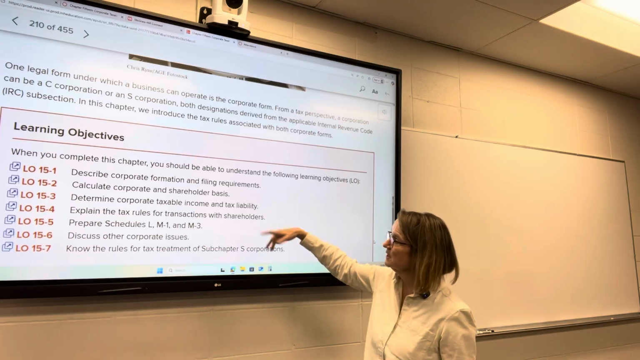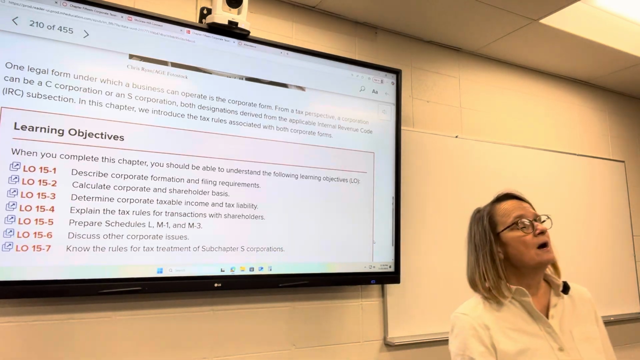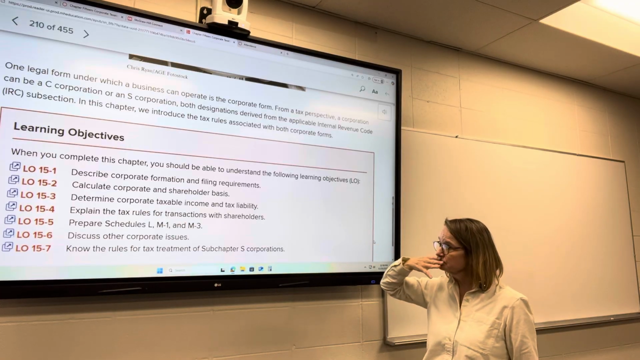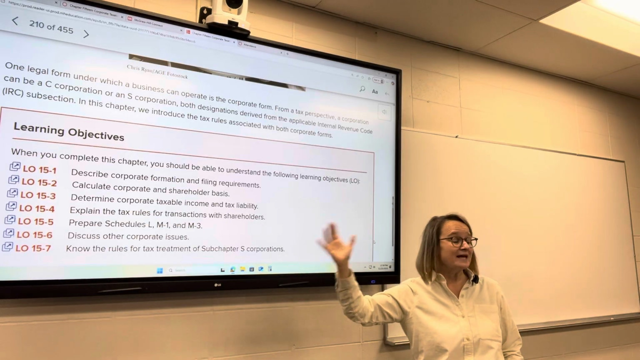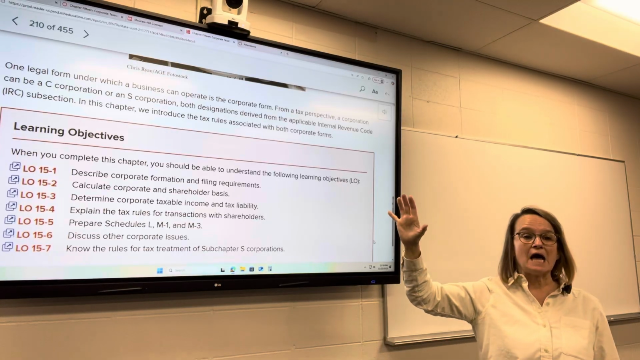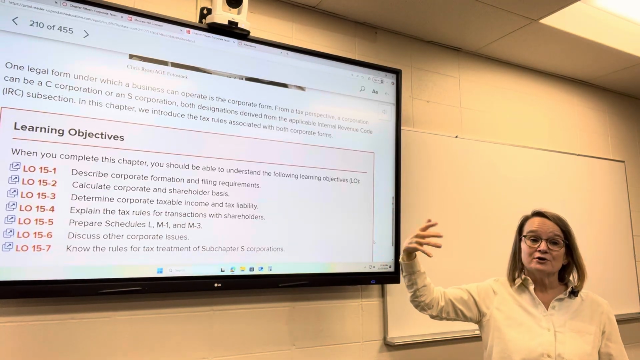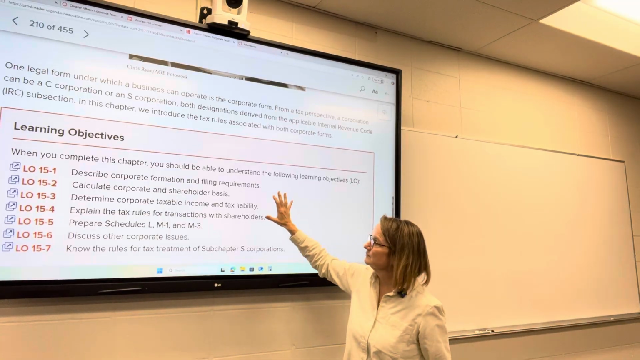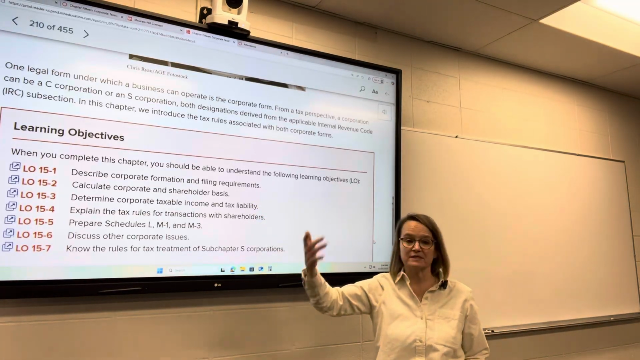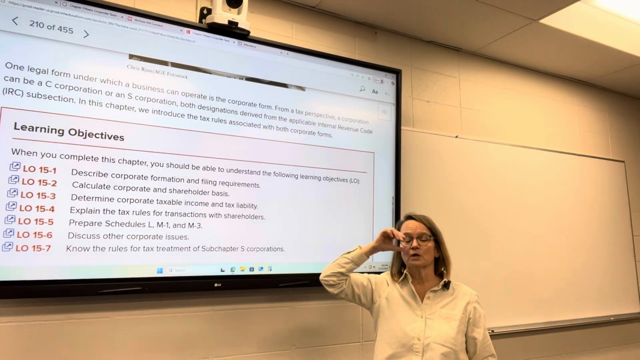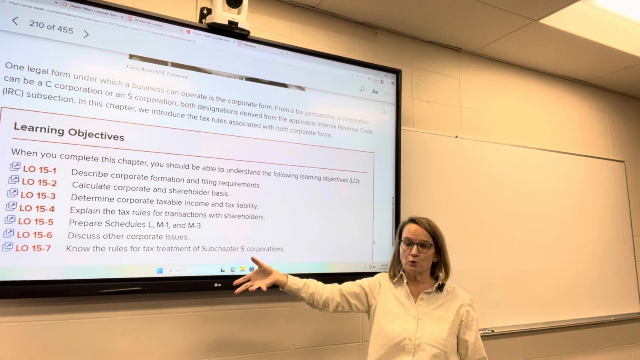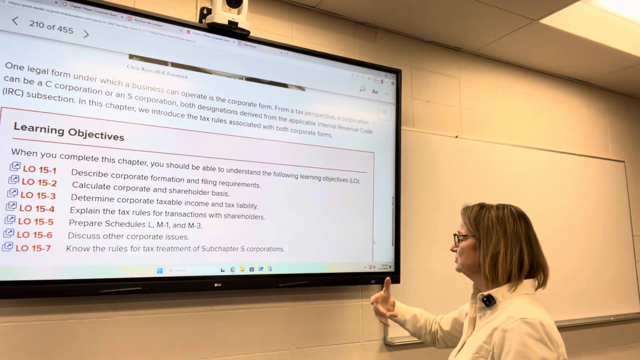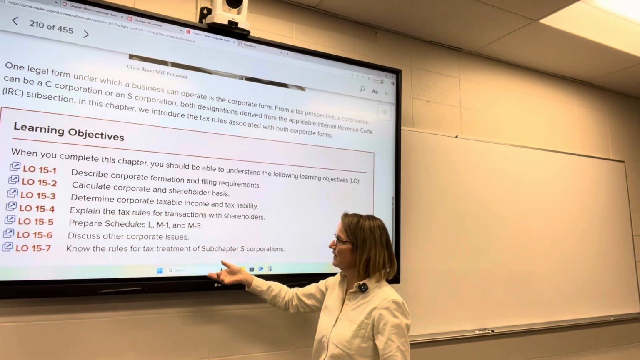But we're going to talk a little bit about how corporations are formed, what needs to be done in order to form a corporation. We're going to talk about basis. Again, the basis for corporations is not nearly as complex as basis for partnerships. So, that's great. But we will talk a little bit about basis and an individual's basis in a corporation when it's formed, and how individuals obtain additional basis in that corporation.